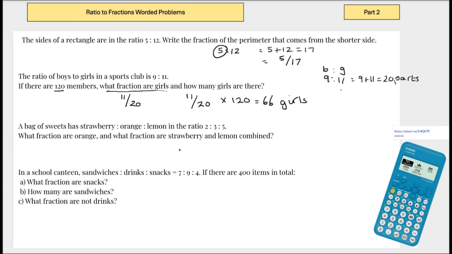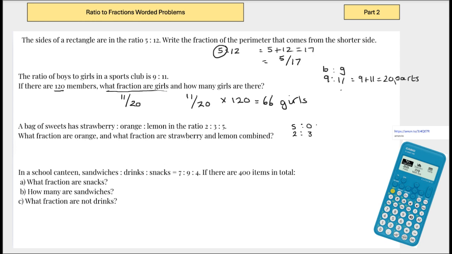So now we come on to the bag of sweets trick. Everybody knows this one. So a bag of sweets of strawberry, orange, lemon in the ratio 2, 3, and 5. So it's asking you what fraction are orange and what fraction strawberry and lemon combined. So once again, we've got two questions. Let's do it here. So I've got my strawberry, which is 2. I've got my orange, which is here.